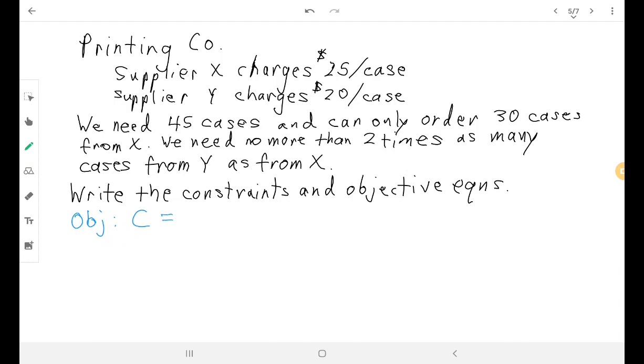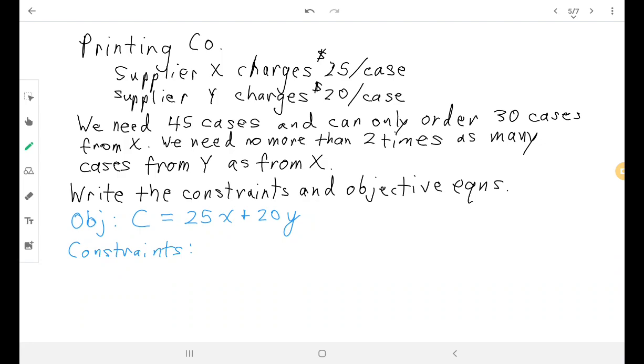And what is my cost? Well, it's $25 times every case from supplier X that I order, plus $20 times every case that I order from supplier Y. And I would want to minimize that cost. So that's my objective equation. My constraint equations, or just my constraints, you might say, have to do with everything else, okay?